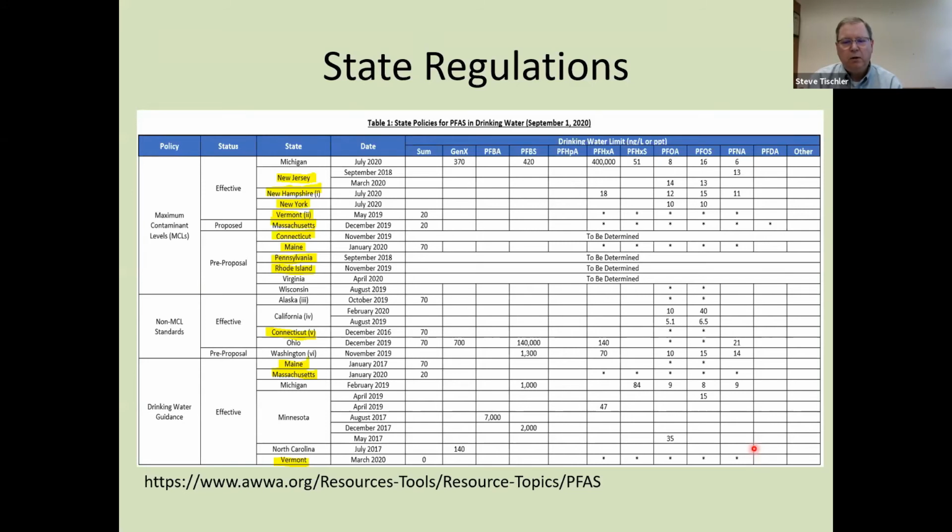This graph here, courtesy of the American Water Works Association, which was just updated September 1st of this year, gives you an overview of some of the states and how they're regulating PFAS and at what levels. You can certainly look at this resource on your own, but it does give you the impression that PFAS is being regulated at various levels across the states, certainly at different levels.